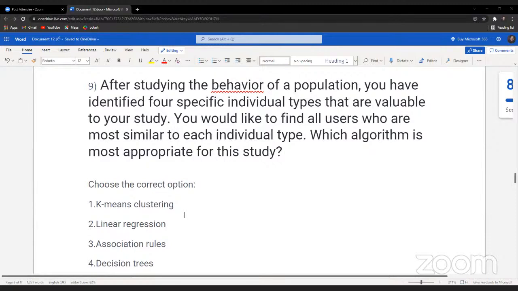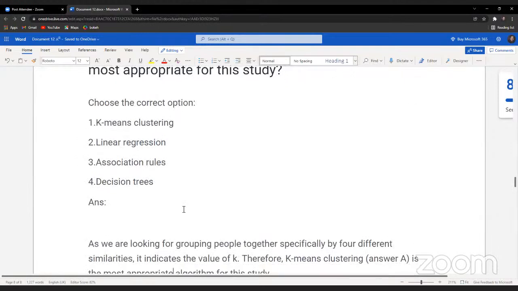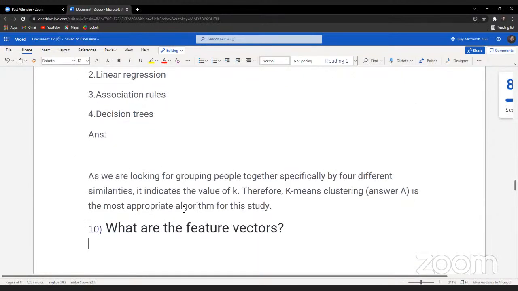As we jump into the next question, the answer to this is: as we are looking for grouping people together specifically by four different similarities, this indicates the value of k, which means k-means clustering is the most appropriate algorithm for this kind of study. Okay, so to go through this, we prefer k-means clustering.